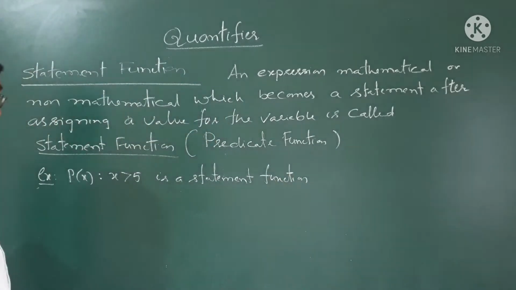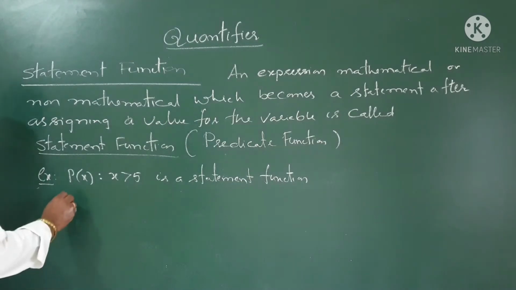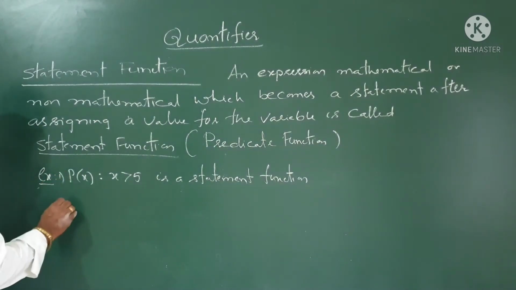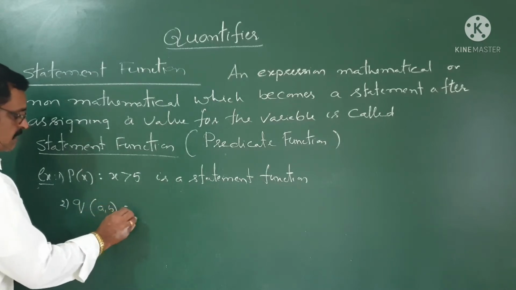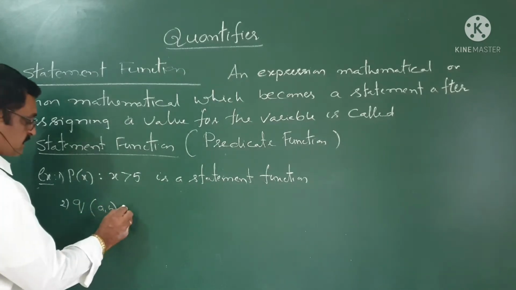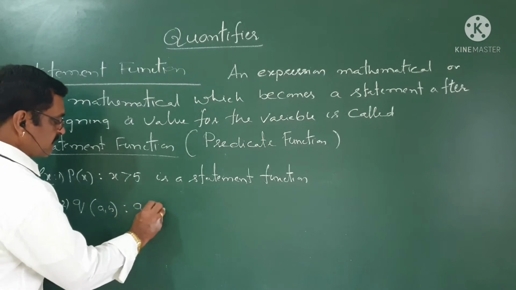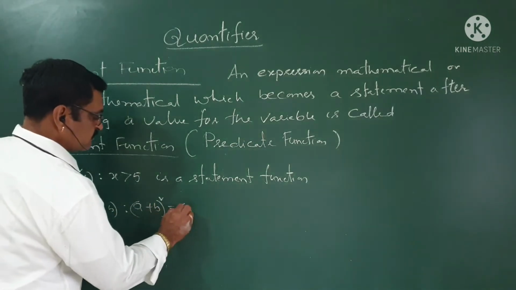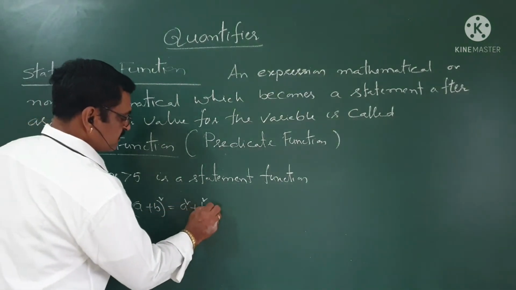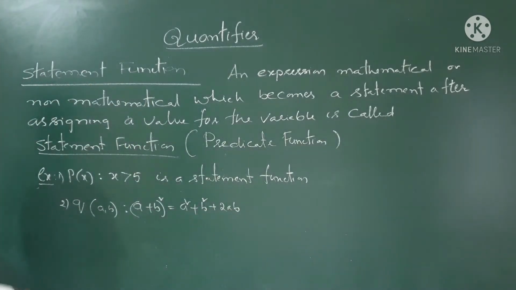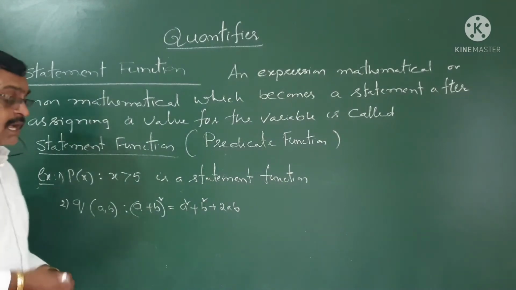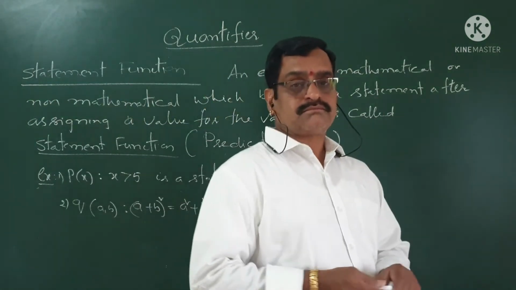Or I can have two variables also. Q of a comma b is such that a plus b whole square is equal to a square plus b square plus 2a. You can have any number of variables, but it must become a statement after assigning the values.